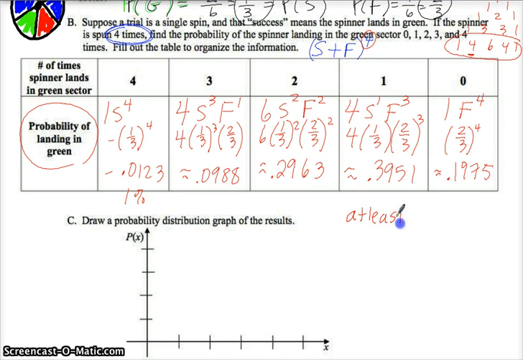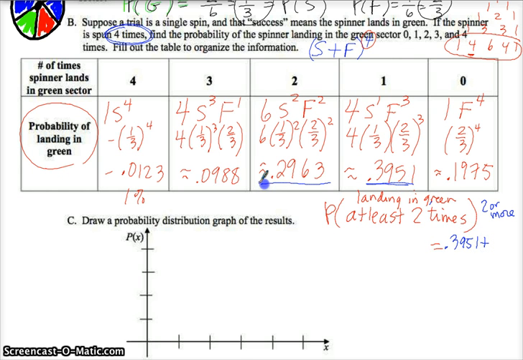So I might ask you a question, find the probability of the spinner landing in the green sector at least 2 times. So what are you going to do? Well, if you have it organized in this fashion, at least 2 means 2 or more. So that means you would add the 0.3951 plus 2 or more.